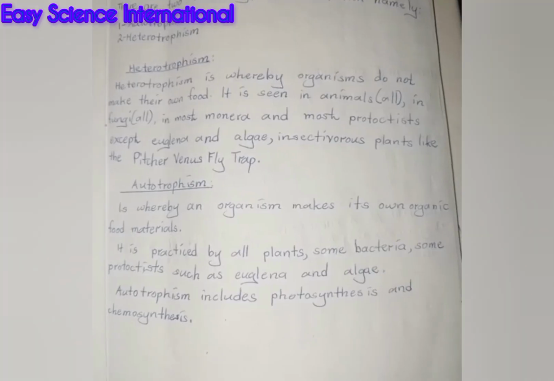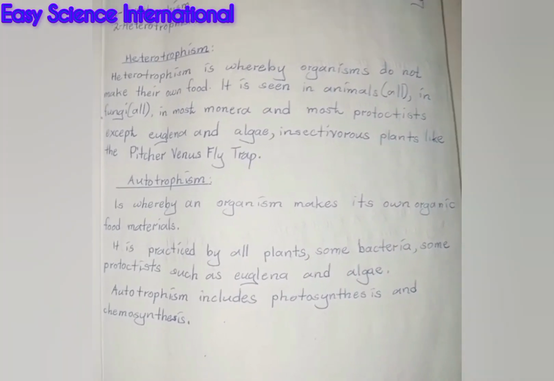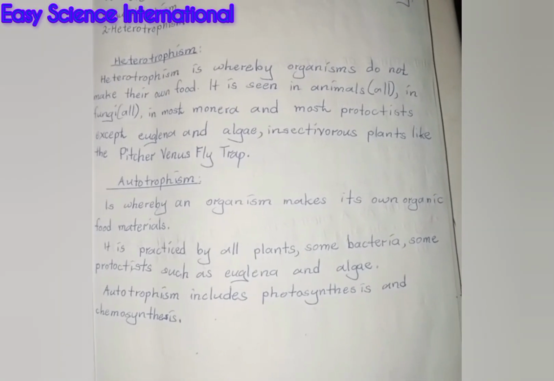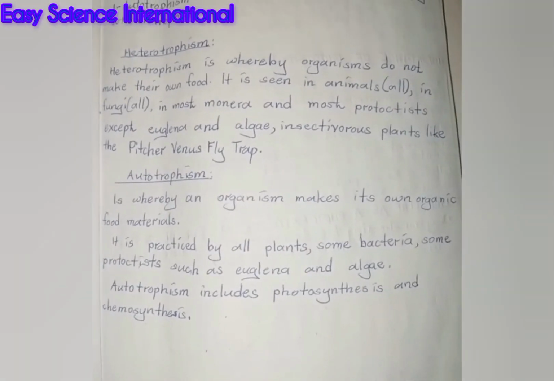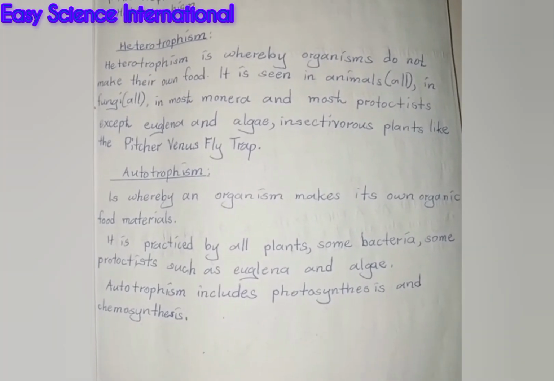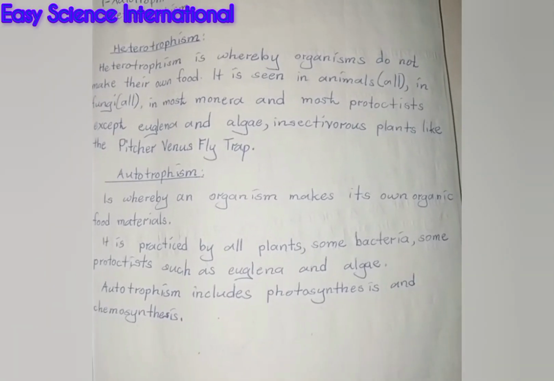What is heterotrophism? Well, heterotrophism is whereby organisms do not make their own food. It is seen in animals, basically all the animals, in fungi, all the fungi, in most monera and most protoctists, except euglena and algae, and insectivorous plants like the pitcher plant and Venus flytrap.